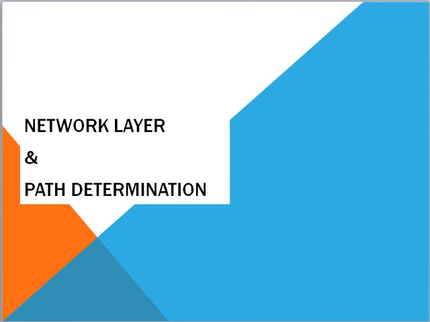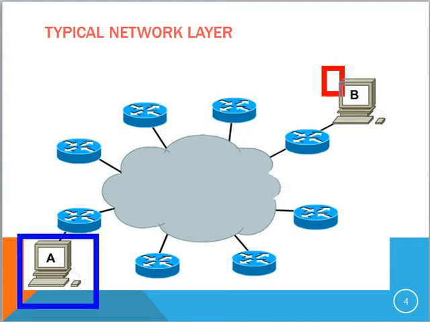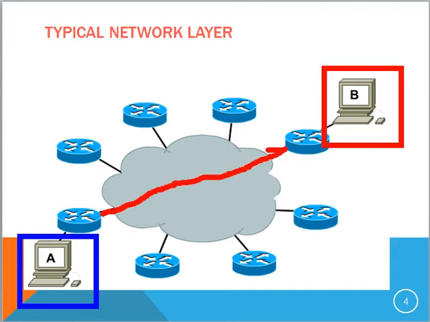So let's see what path determination and the network layer are. In a typical computer network, you have two computers, A and B, trying to talk to each other. But in a computer network, you have many nodes and many computers, and typically they navigate through the internet cloud as shown in this diagram over here. Many times in the internet cloud, there is traffic congestion and traffic delays. So the network layer will try to avoid these network delays to reach the destination on time.